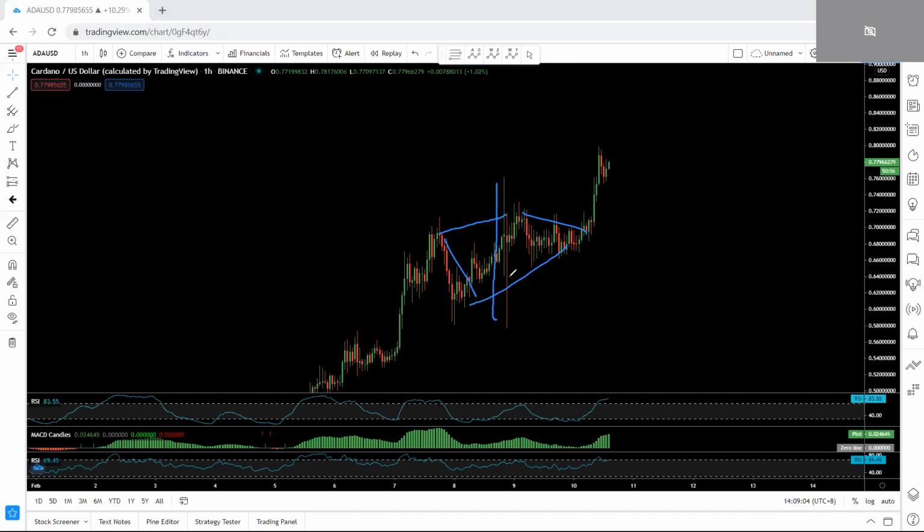We don't need to look at this. Now we're looking at this correction relative to this, and we're thinking we can maybe get the flag for one move up. We're looking for this trade.